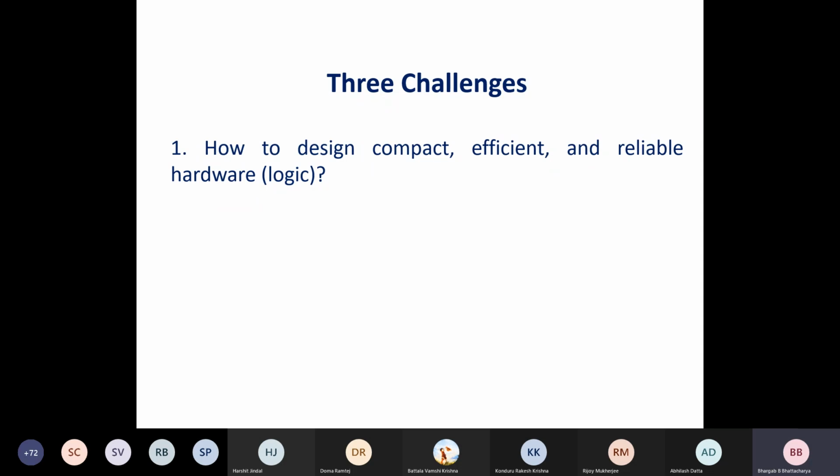Now, what do you mean by efficiency? You always want your chip or your processor to run fast. That means the speed of the processor should be as large as possible. In other words, the delay of information processing should be reduced. And at the same time, it has to be power efficient.